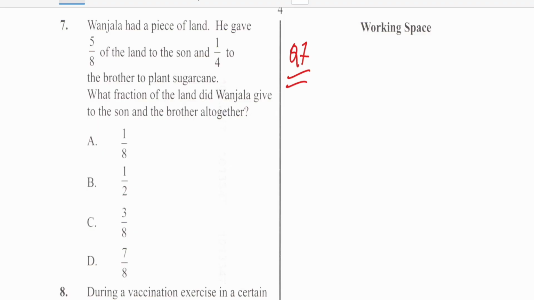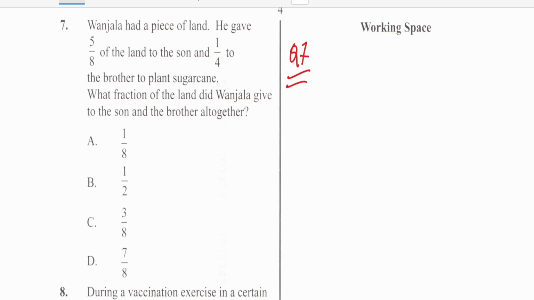Wanjala, and I don't know if it's a lady, Wanjala had a piece of land, mashallah. He gave 5/8 of the land to the son and a quarter to the brother to plant sugarcane. So what fraction of the land did Wanjala give to the son and the brother all together?